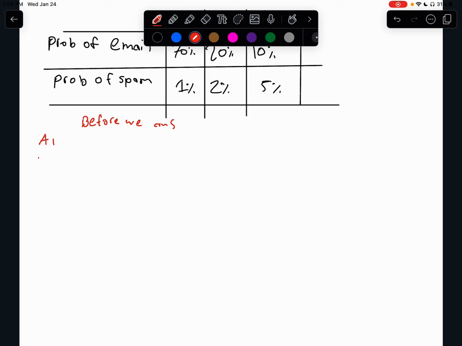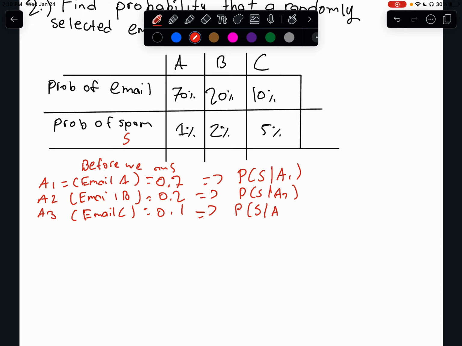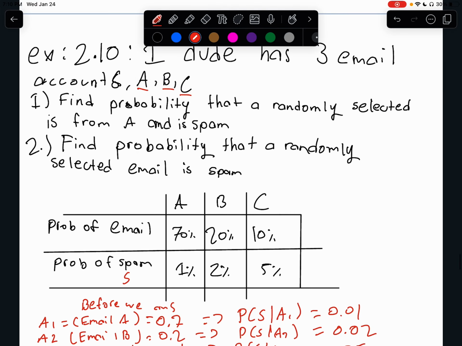We have to find the probabilities of each email: A1, A2, A3, so this is email A, email B, and email C. We know from this chart this one's 0.7, this one's 0.2, this one's 0.1. Now we're going to do the probability of spam, which we denote S, given that A1 has occurred, the same for S given A2, and S given A3. We can do this by seeing what is spam: 0.1, 0.02, 0.05.